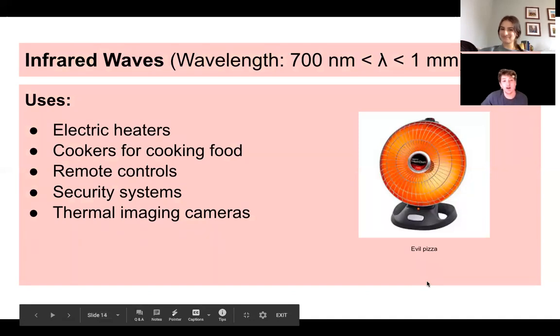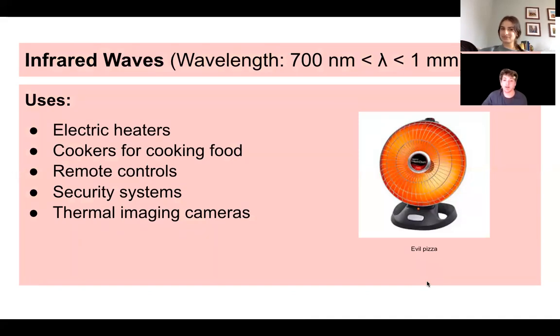Okay, next we have infrared waves, which are shorter wavelengths than microwaves, which is kind of weird, but whatever. Electric heaters, cookers for cooking food. Those are uses for infrared waves, remote controls, like the actual TV remotes, security systems, although I'm not 100% sure how that exactly works, and thermal imaging cameras. So if you ever see the ghost hunters where they do the fake thermal imaging, that's what they're faking.